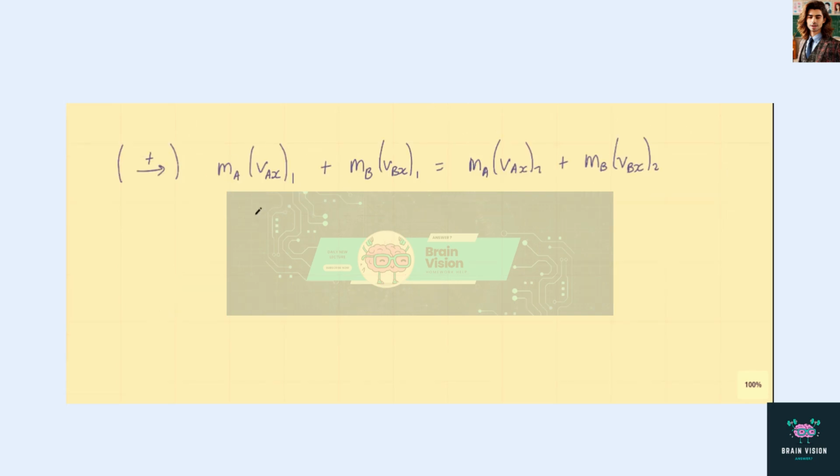So if we substitute our values in here, we get that 3 times 6 minus 5 times 3.5 is equal to 3, the mass of A, times VAx2, plus 5 times VBx2. And so essentially we have an equation. We can call it equation 1. So we have one equation with two unknowns, the final velocity in the x direction for A and B.